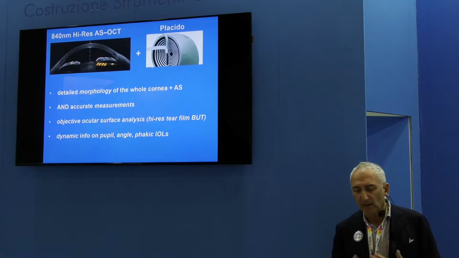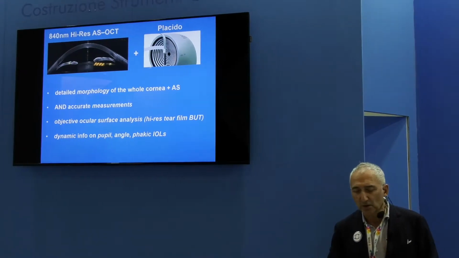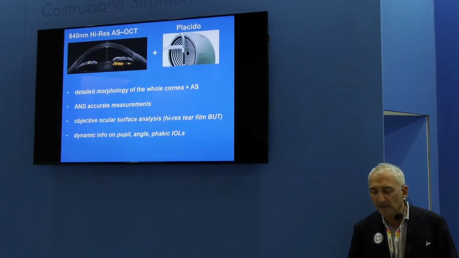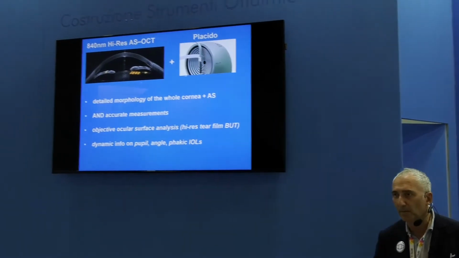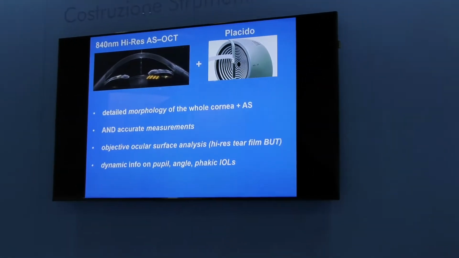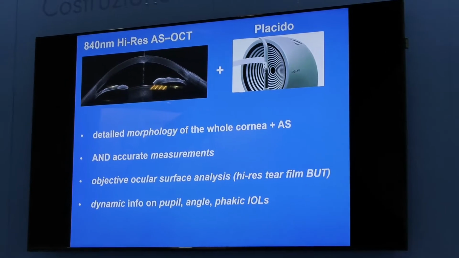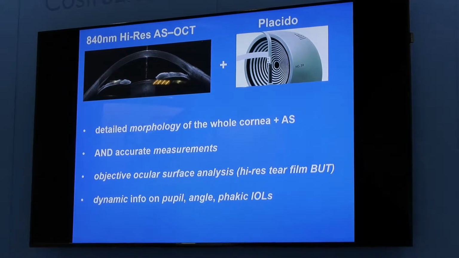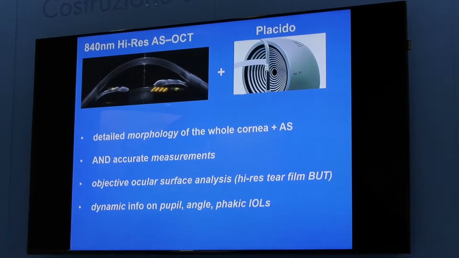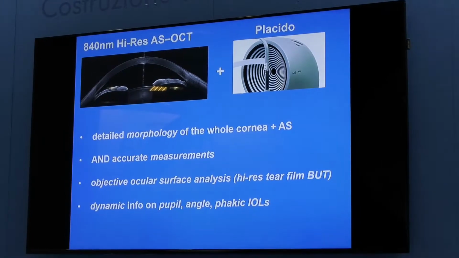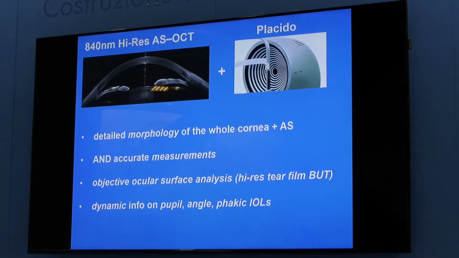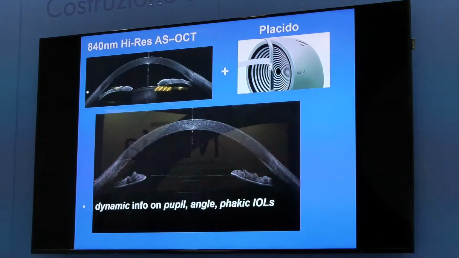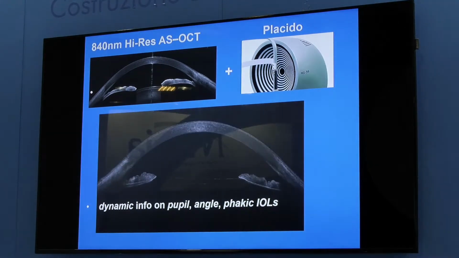On top of that, we can also have objective ocular surface analysis, so high-resolution tear film breakup time test analysis, which is becoming more and more useful. So we have that already in the same machine, we don't need something else. And also some dynamic information that can be easily combined with illumination from the Placido disc. So it's easy to obtain such movies.